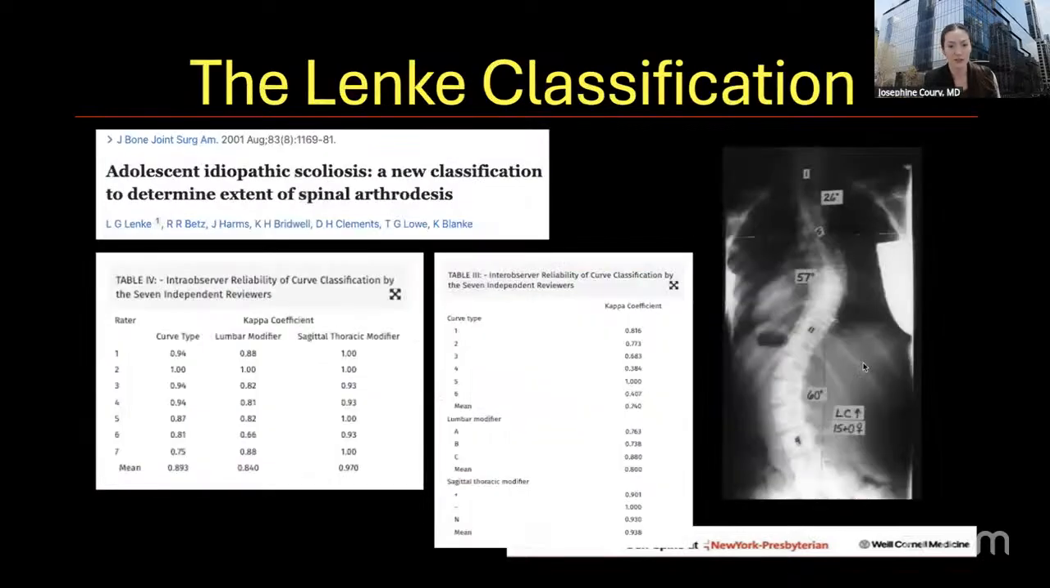So later in 2001, the Lenke classification quickly emerged as a superior classification that had a very high intra- and inter-observer reliability, as you can see in these tables from the original study here. It's a relatively simple classification to use, and most importantly, it can help guide your fusion level selection. It can help guide how you think about a case for a patient.